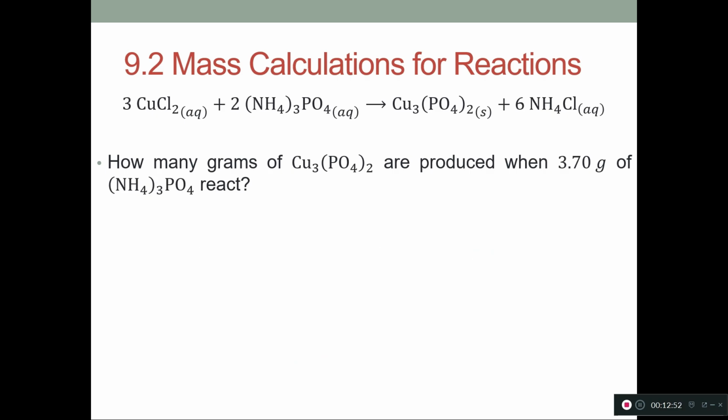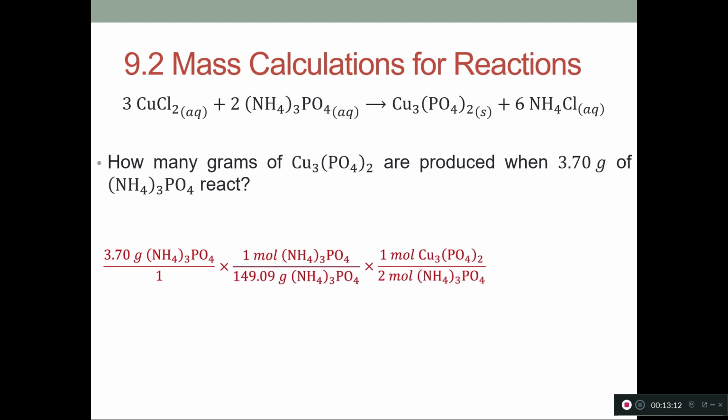But then if we look at how much of the copper 2 phosphate we would produce if we instead use 3.70 grams of the ammonium phosphate. Now again, we want to start with our given mass of the ammonium phosphate, then the molar mass of ammonium phosphate, then the mole to mole ratio of ammonium phosphate to copper 2 phosphate, and then the molar mass of copper 2 phosphate. And that gives us 4.72 grams of the copper 2 phosphate.